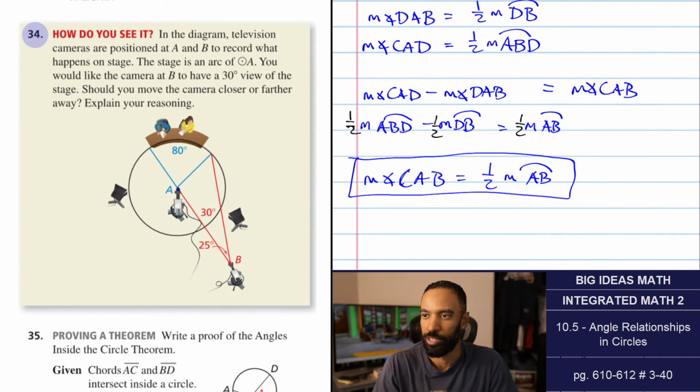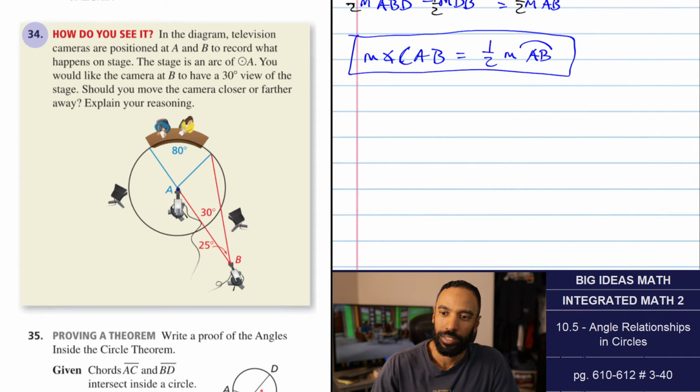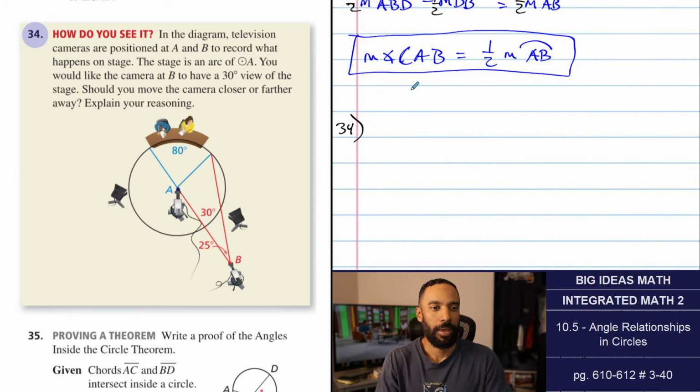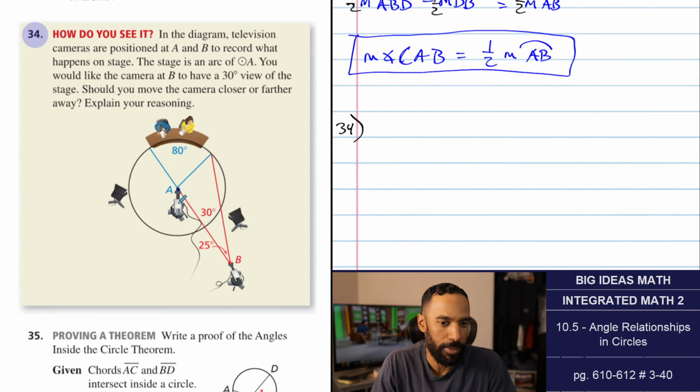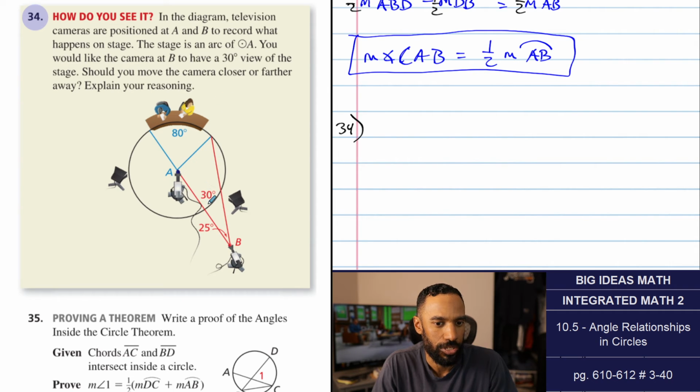Okay, number 34. Oh, I see a proof down below. Number 34. How do you see it? In the diagram, television cameras are positioned at A and B to record what happens on stage. The stage is an arc of circle A. You would like the camera at B to have a 30-degree view of the stage. This is what they mean for the stage, 30 degrees there. Interesting on how they speak on where they mean the 30, because they say of the stage. Should you move the camera closer or farther away? Explain your reasoning.